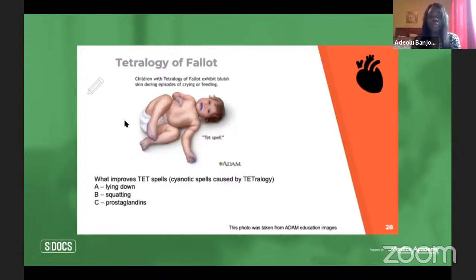And so the question is, what improves TET spells, which is again a cyanotic spell caused by tetralogy? And the answer is B, squatting. The reason why is because it increases your systemic vascular resistance, which then causes less blood to flow from the right side of the heart to the left side of the heart. So you get less deoxygenated blood flowing to the body.